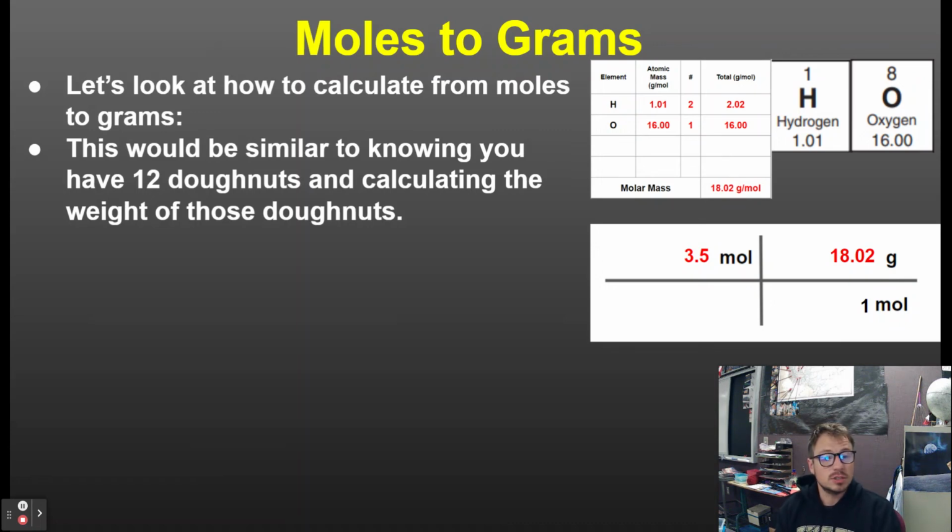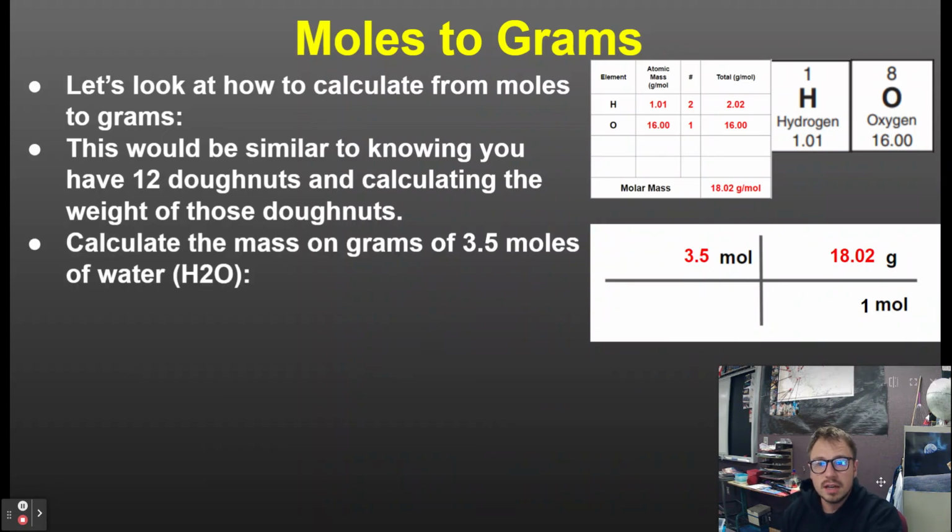How many donuts do I have? Or what's the weight of those donuts? You know, it'd be 12 pounds. So that's similar to what we are doing here. Calculate the mass in grams of 3.5 moles of water, H2O.